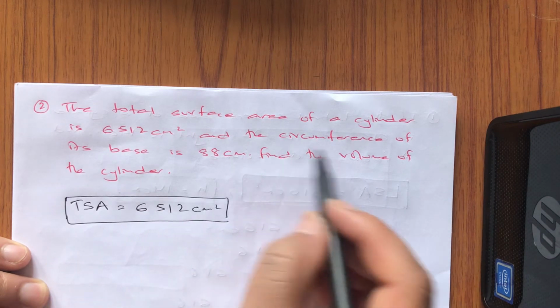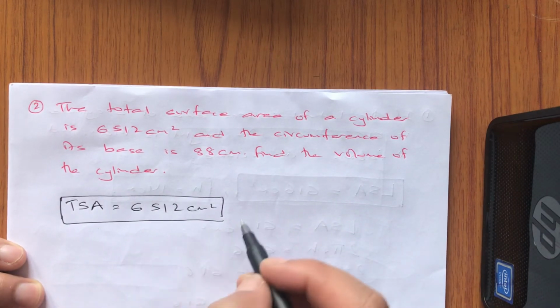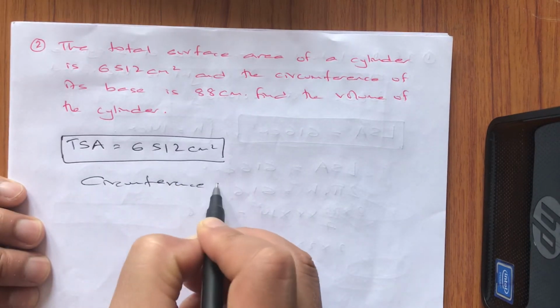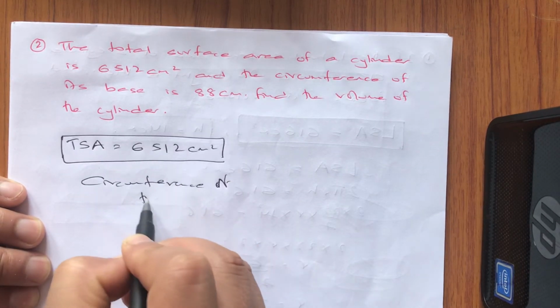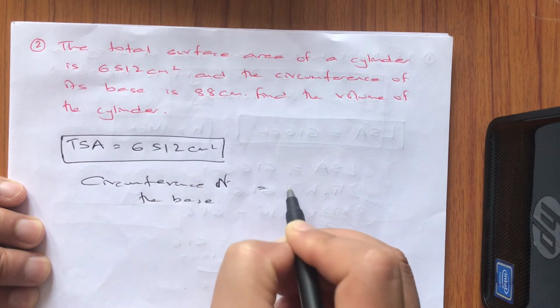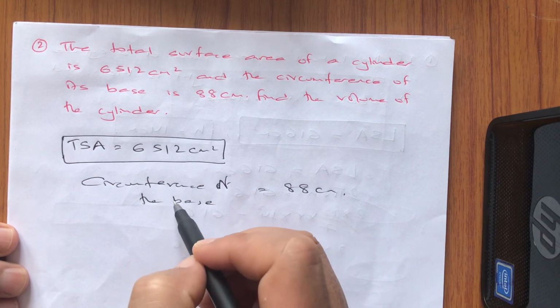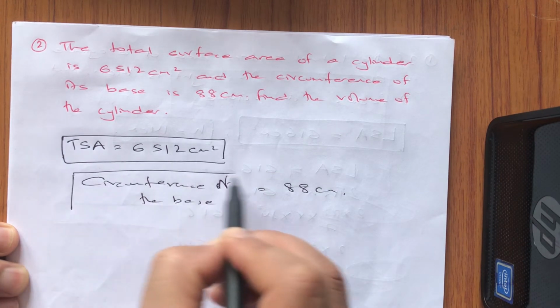Apart from this, they're also saying the circumference of the base is equal to 88 centimeter. It says find the volume. So these are the two things that are given. Now I'll have to use both of these.